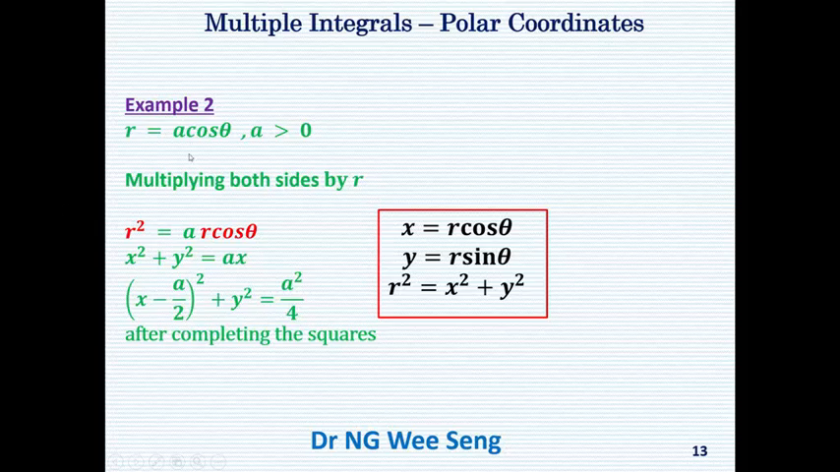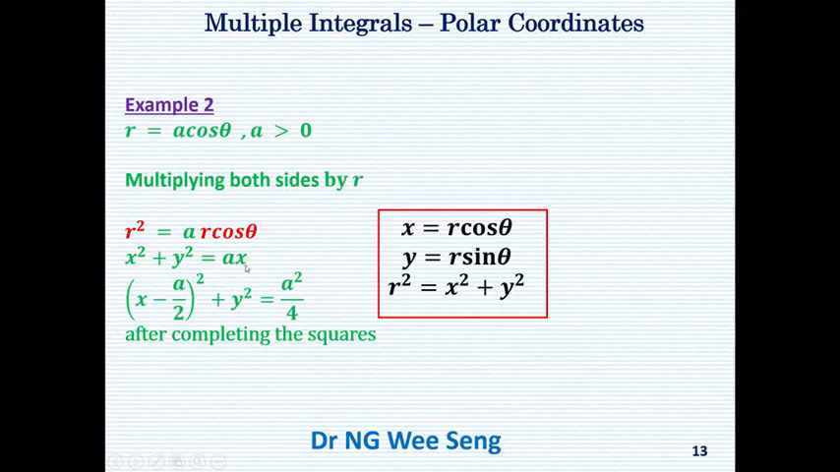Example 2 is more complicated. r is a cosine theta. We apply a special trick. We multiply both sides of the equation by r. The reason for doing so is obvious. Now we get r squared, which can be converted to x squared plus y squared. And on the right hand side, r cosine theta will be replaced with x, based on the first equation that you see in the box. So now we have something involving x and y only. So this is called the Cartesian equation, which is what we need.